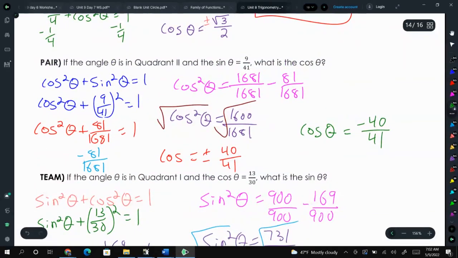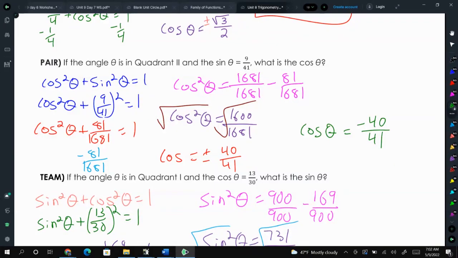All right, let's look at these. So for the first one, you were given that sine was 9 over 41. And you can check my work, and we got that the cosine is negative 40 over 41 because we are in quadrant 2 and cosine is negative. So take a minute to check your work there.